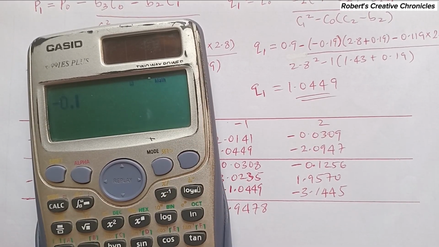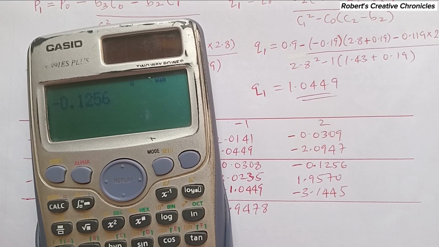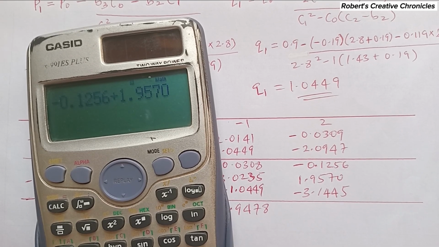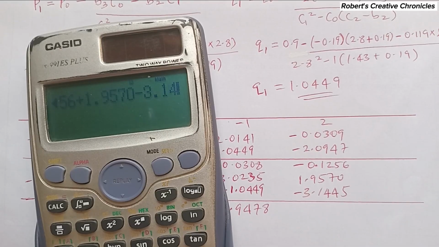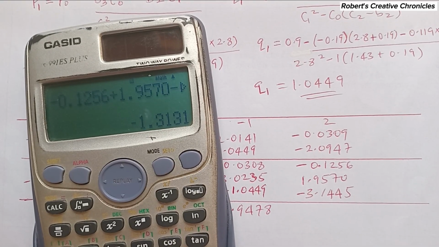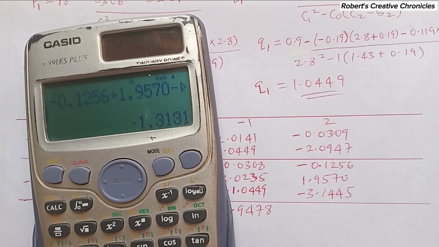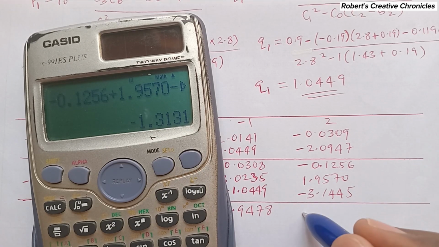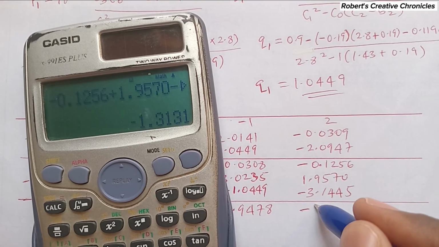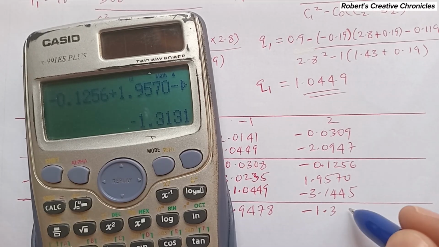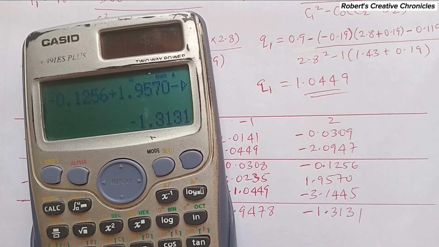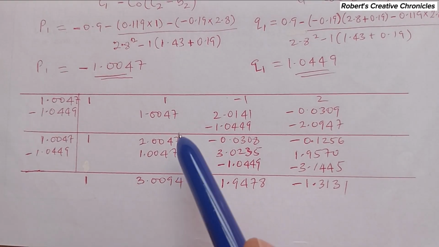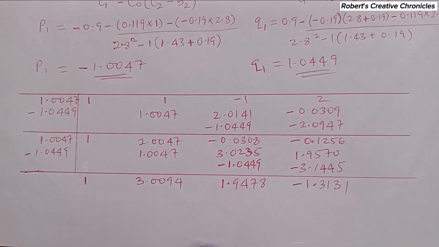This is negative 0.1256 plus 1.9570 minus 3.1445. So this is negative 1.3131. So now we have done the table. Now we can apply these two formulas.